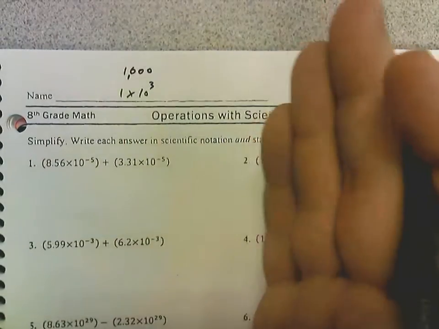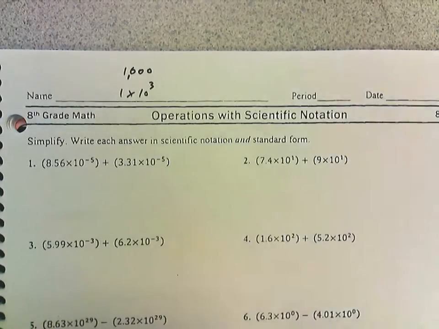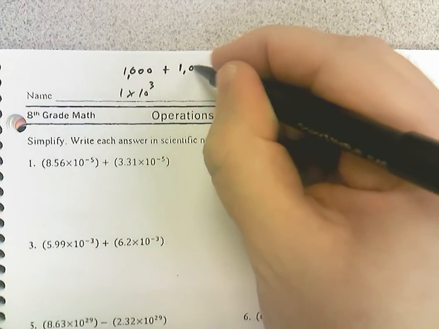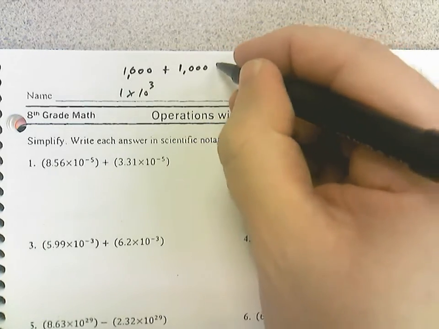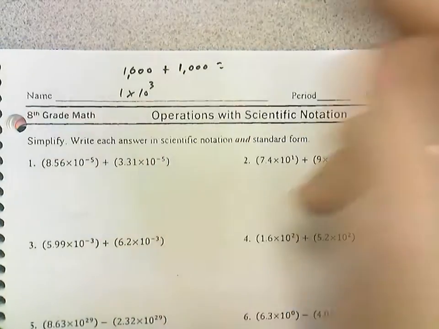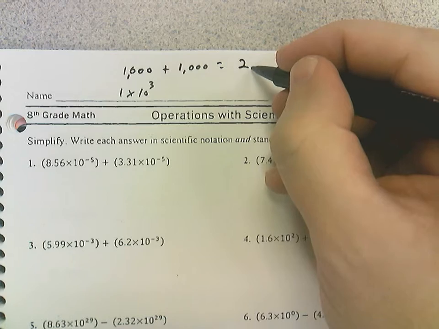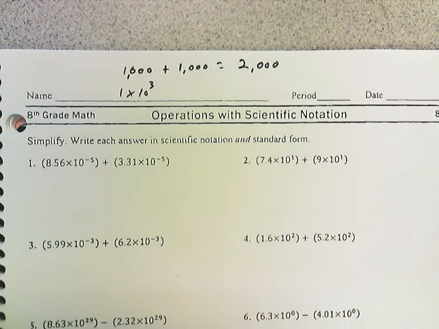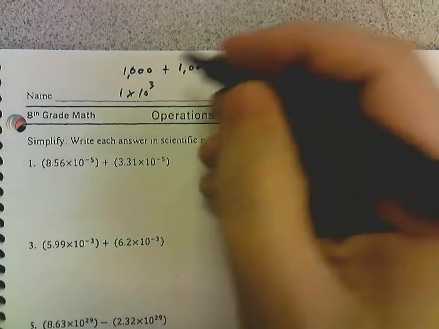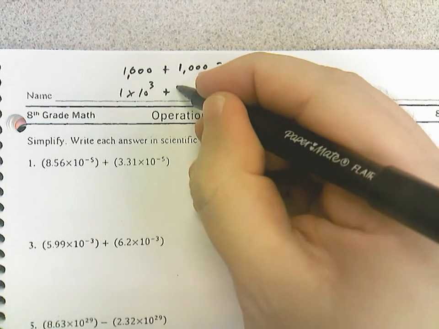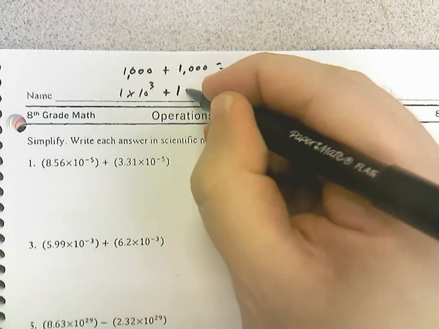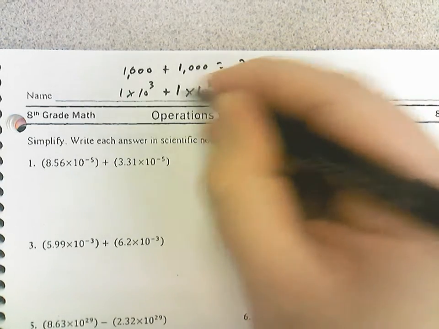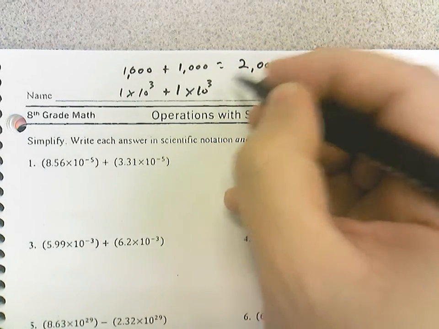That's 1,000. So if I have 1,000 and I were to add 1,000 to it, what's that going to equal? Well, that would be 2,000, right? 1,000 plus 1,000 is 2,000. Now, if I think about what that means in terms of the scientific notation, I would have 1 times 10 to the third power plus 1 times 10 to the third power.